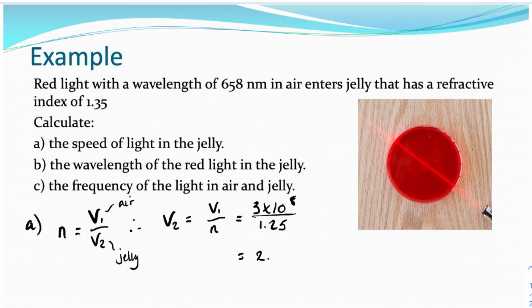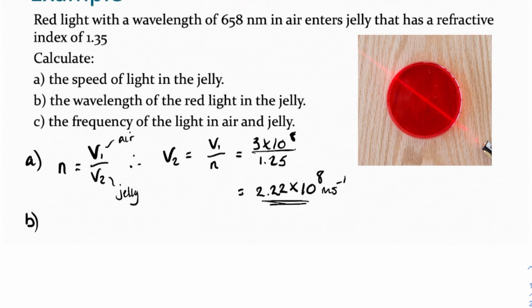Oops, I put 1.25 there. Hopefully I'll do this right on my calculator. 3 times 10 to the 8 divided by 1.35 is 2.22 times 10 to the 8. Remember, the speed of light should be slower, which it is.